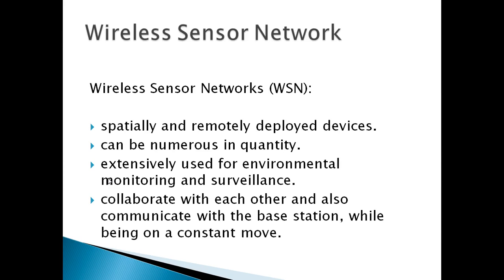So I'm going to start with the wireless sensor network definition. Basically, it's an autonomous group of sensor nodes which can be numerous in number, and they're deployed remotely and controlled remotely in flight, and their objective is to pass information from one point to another. They are widely used in environmental monitoring and military services. One trait that they have is that they collaborate with each other as well as communicate with the base station, and they can be on a constant move.